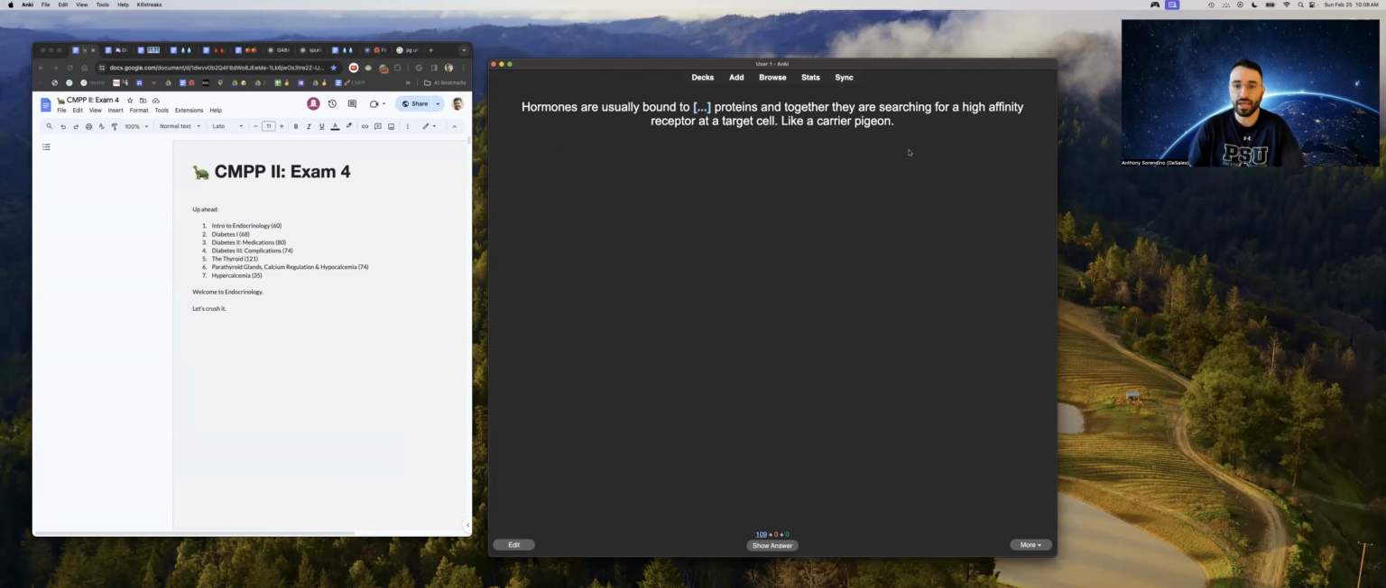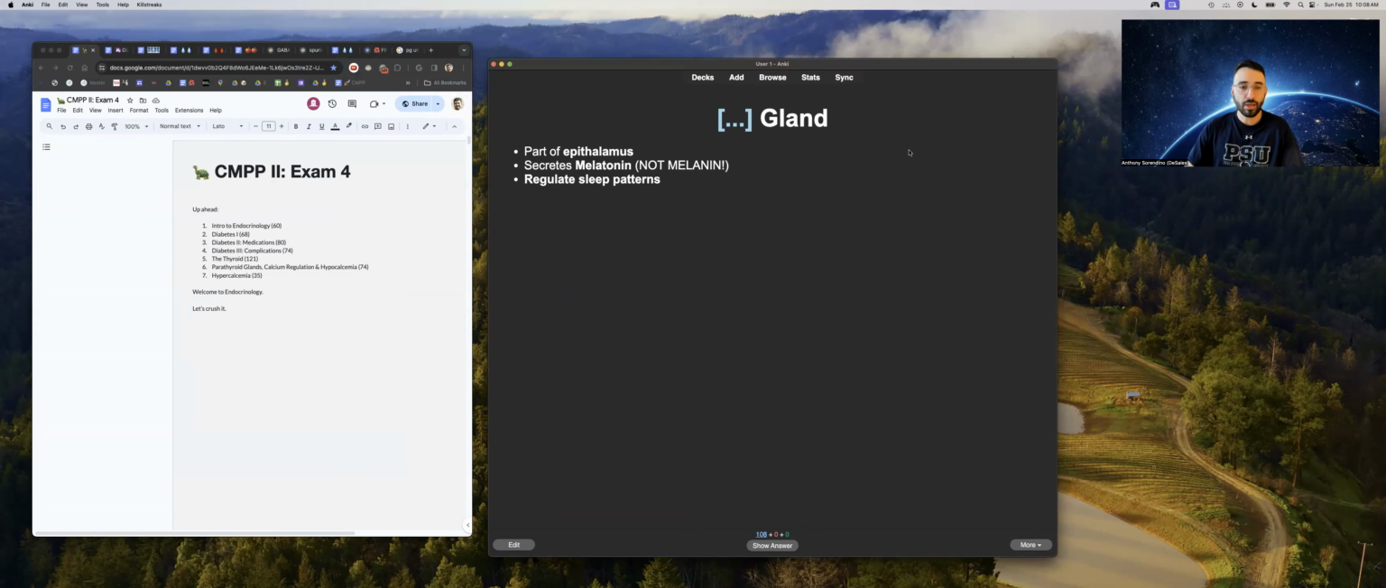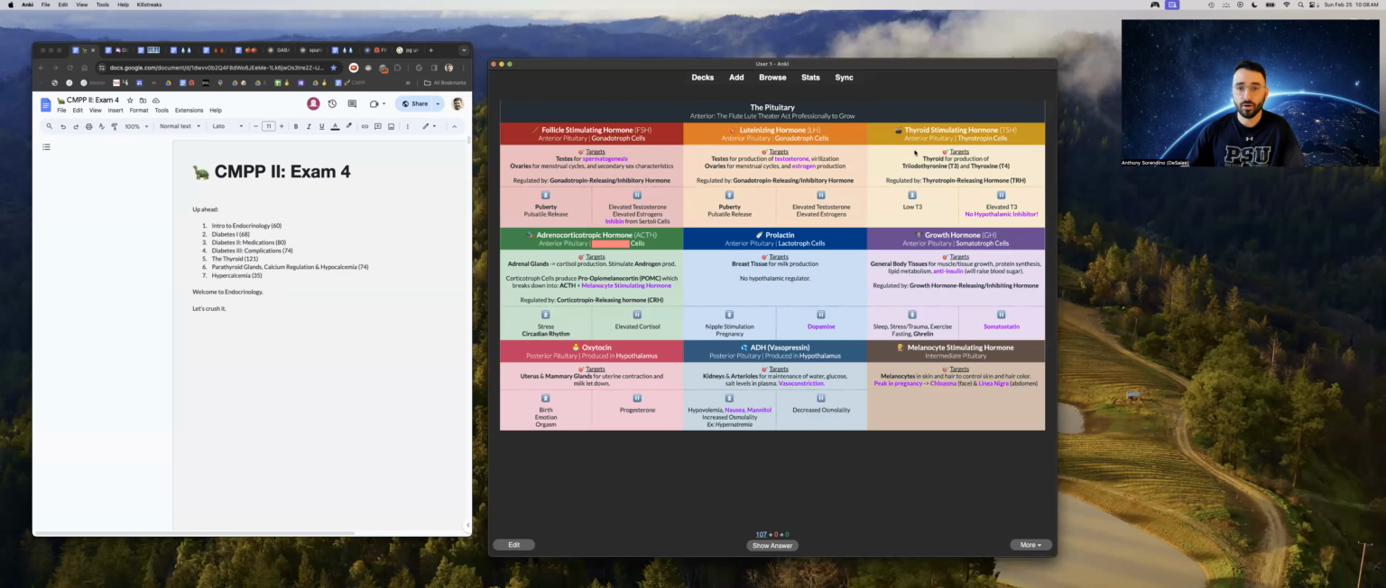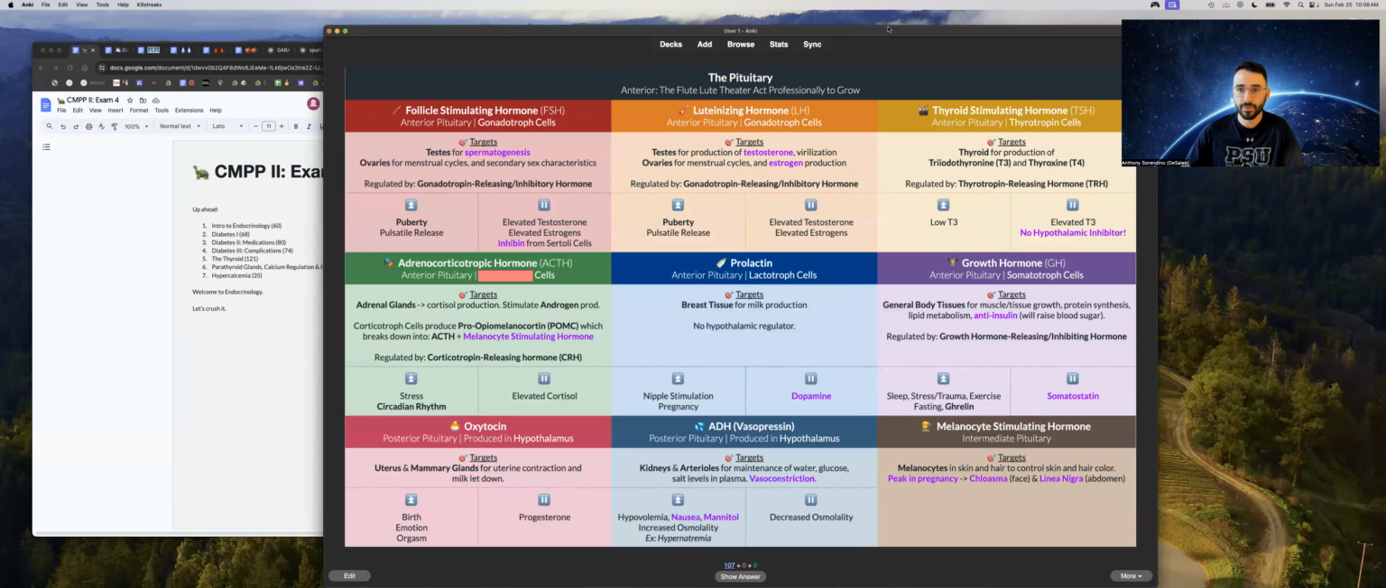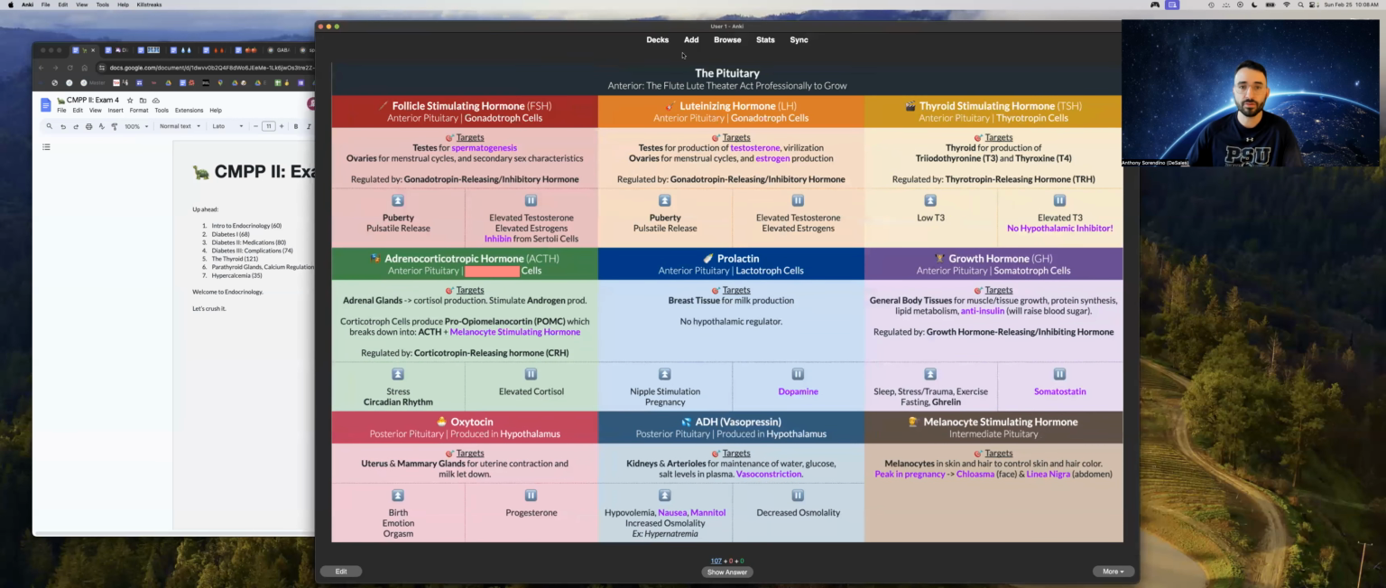Hormones are usually bound to blank proteins, plasma proteins. Let's go, baby. Part of the epithalamus secretes melatonin. That's going to be the pineal gland. Secretes melatonin, not melanin, regulates sleep patterns. All right, let's make this a little bit larger.